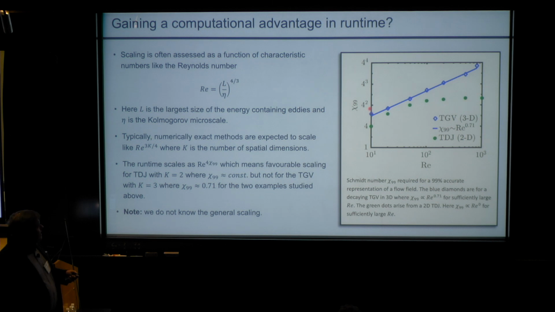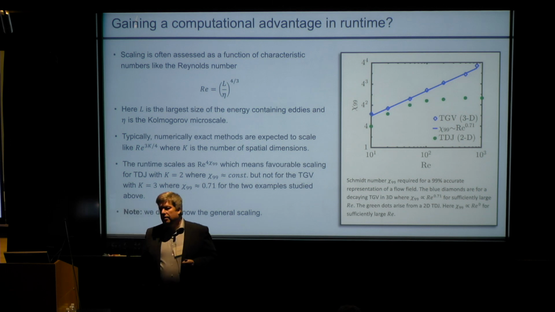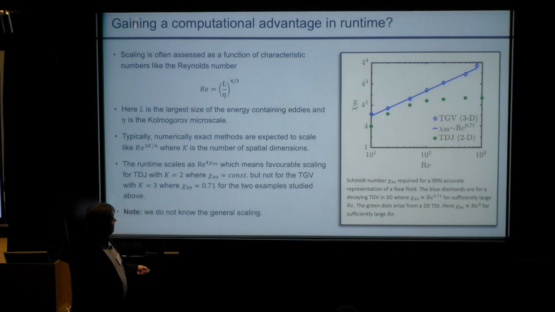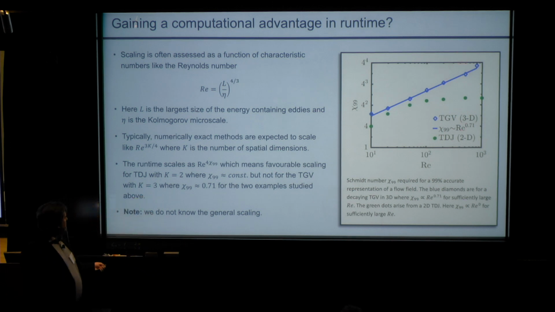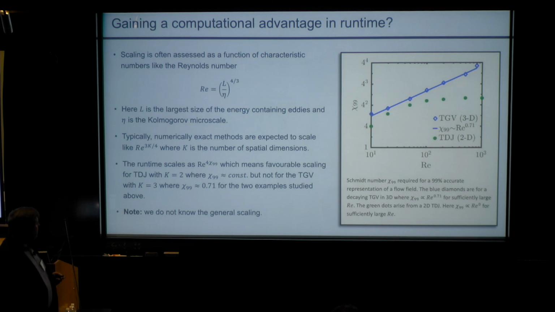Whereas in the 3D case, it does go up, and it goes up proportional to the Reynolds number to the power of 0.71. So if we now turn this into runtime, the runtime of our algorithm is chi to the 4. And if chi scales like this, what we find is that in 2D, with the constant chi, we eventually get an exponential speed up over the usual DNS, because the runtime doesn't increase anymore with increasing Reynolds number.